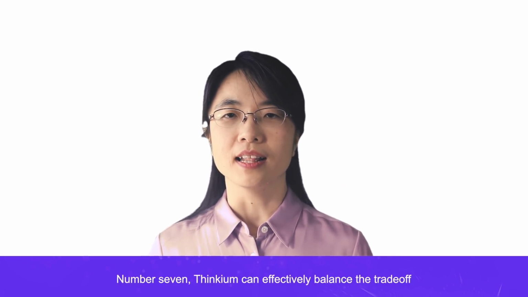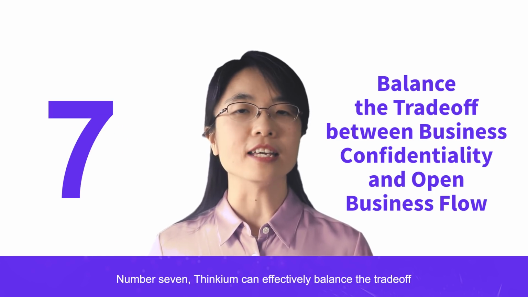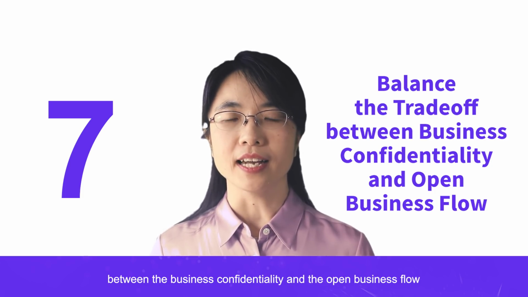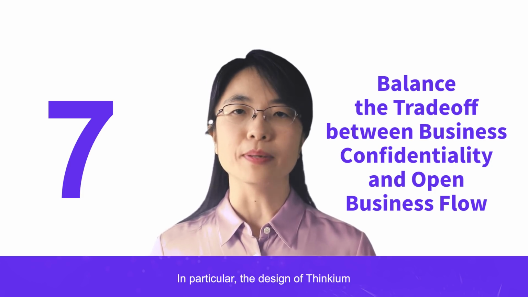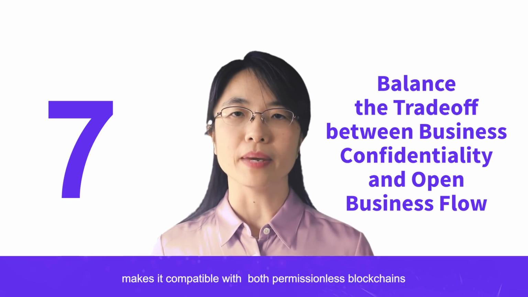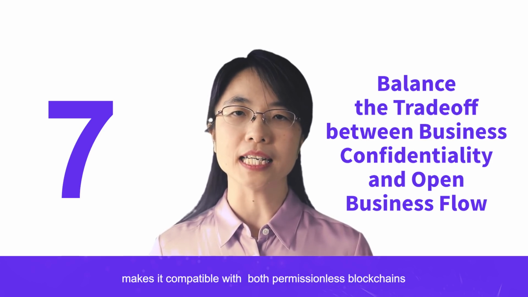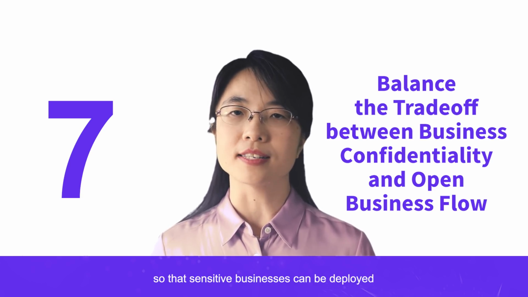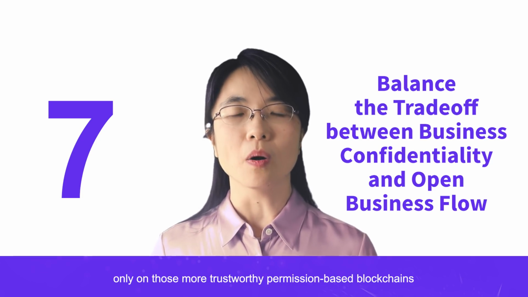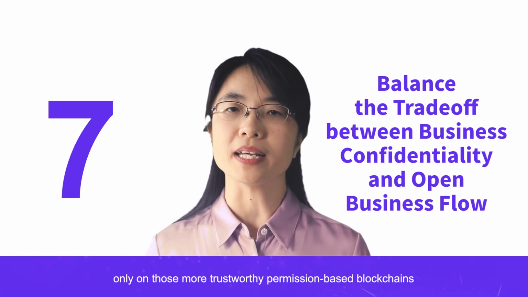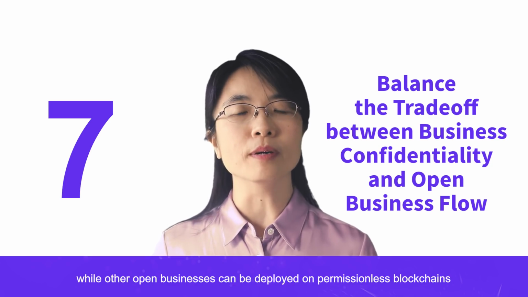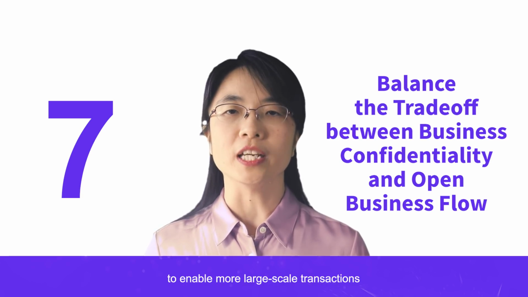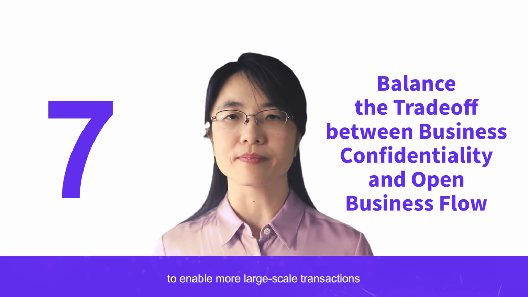interfaces. Then number 7, Thinkium can effectively balance the trade-off between business confidentiality and open business flow. In particular, the design of Thinkium makes it compatible with both permissionless blockchains and permission-based blockchains, so that those sensitive businesses can be deployed only on those more trustworthy permission-based blockchains, while the other open businesses can be deployed on those permissionless blockchains to enable more large-scale transactions.